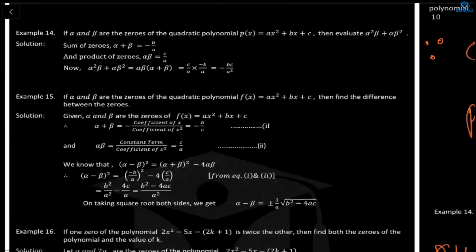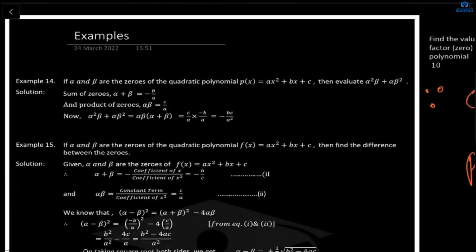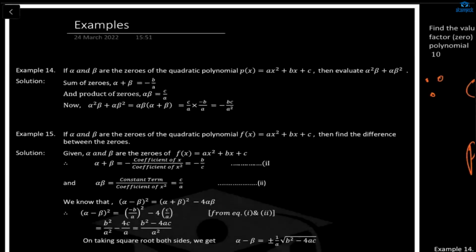No, ma'am. Okay. Now let's do question number 15, everybody. Now it's your turn to do question number 15. If alpha and beta are the zeros, again alpha and beta are the zeros that are given, and the polynomial here is F(x) equal to Ax square plus Bx plus c.